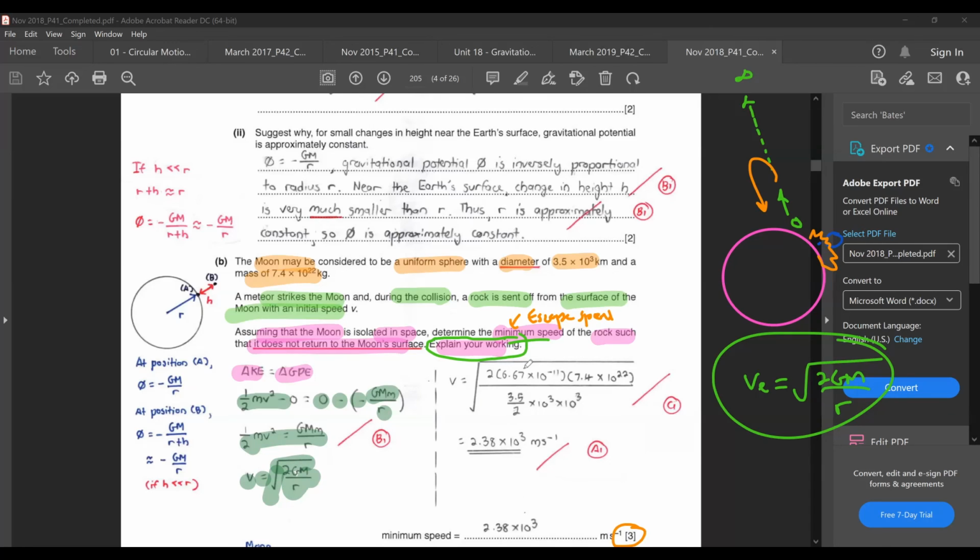All right. So from here, you just sub in your values that you know from the question. v is square root of 2 times G times M, divided by r. Your r here is actually 3.5 divided by 2, because you are given the value of diameter. So you need to divide by 2. And don't forget to change your units to meter. So from here, you will eventually get your answer as 2.38 times 10 power 3 meter per second. This is your escape speed.